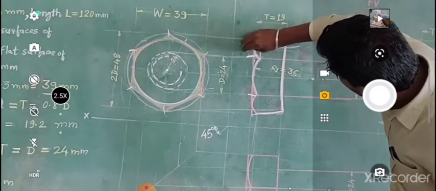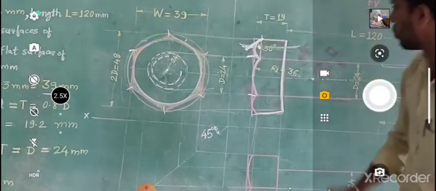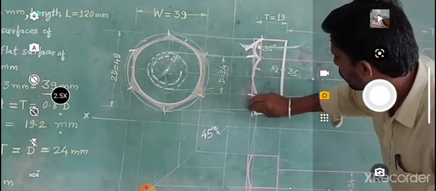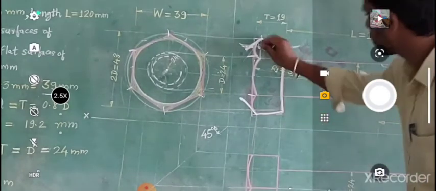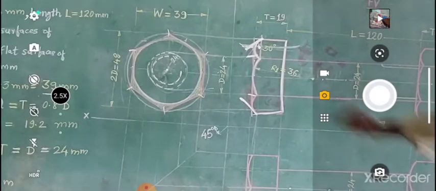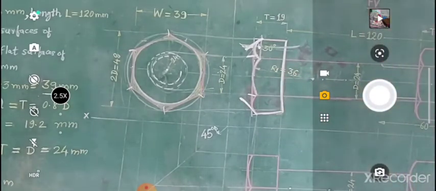Same way you also cover this point, this side also, and from this point you draw the 30 degree chamfering you have to do. Same on this side also you have to do the chamfering. Okay, so then this arc is going to be drawn, the bolt head is going to be drawn.